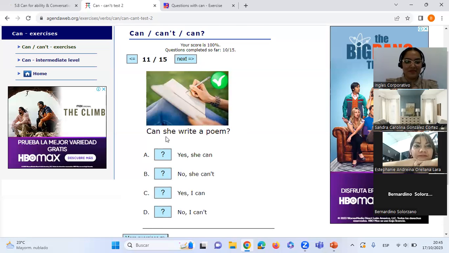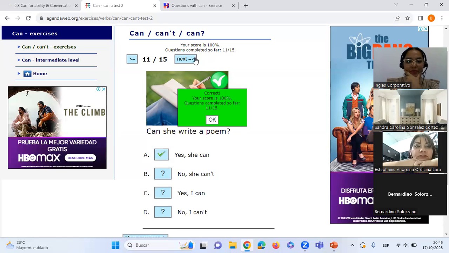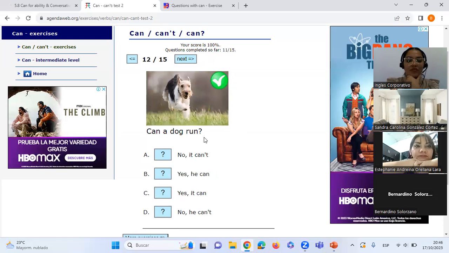Okay, next one. Can she write a poem? Yes, she can, right? Perfect. Can a dog run? Yes, it can. We have, for example, he. Tenemos acá he. Pero no sabemos en la imagen si es una cachorrita o es un cachorro. So, nos referimos a it. Yes, it can.